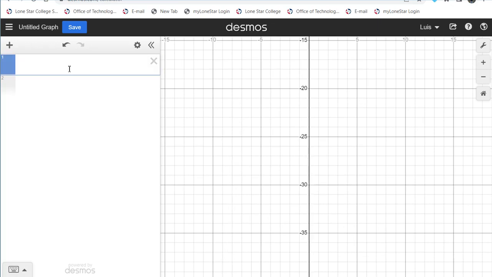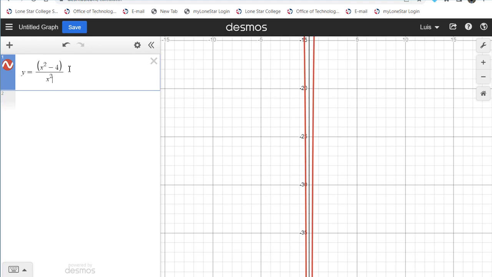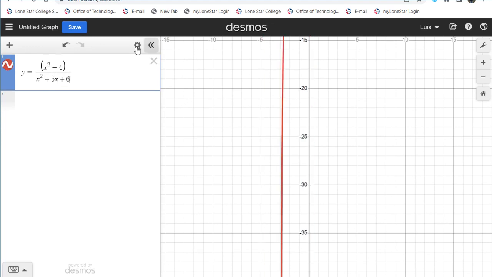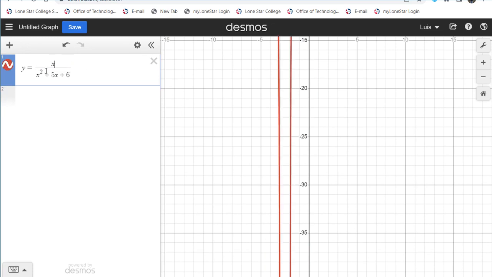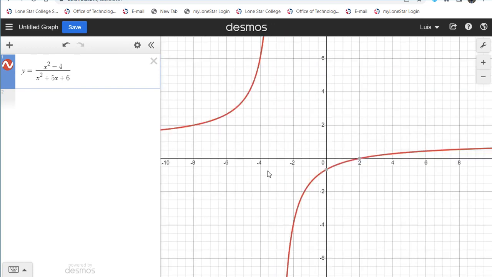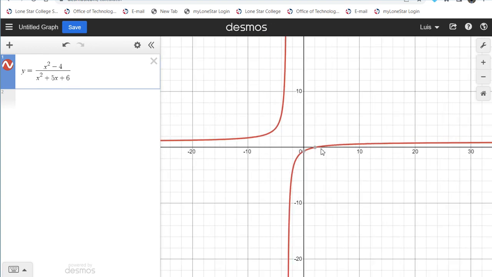And we're going to plug it in as it was written initially, where you had x squared minus 4 divided by, how was it, x squared plus 5x plus 6. Okay, there's a much better graph.